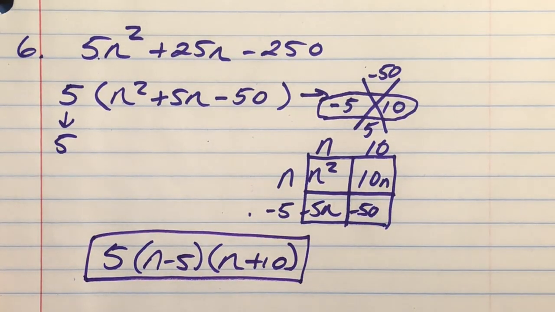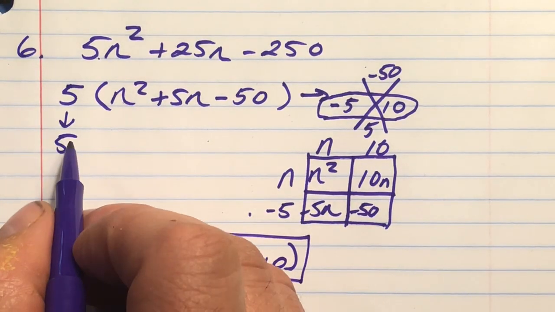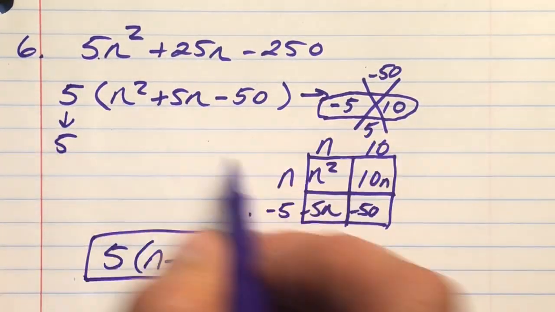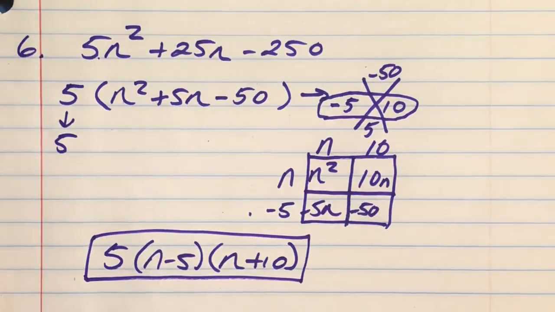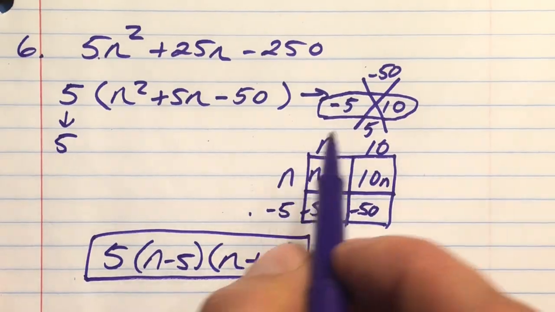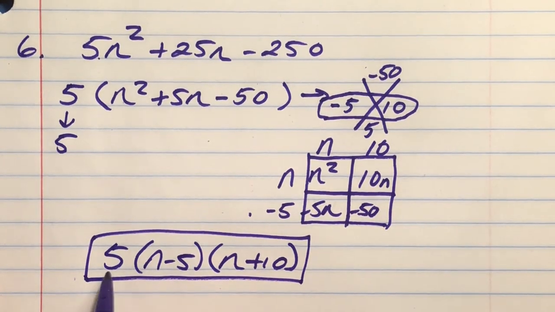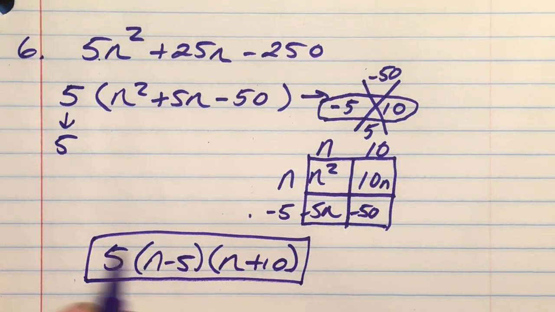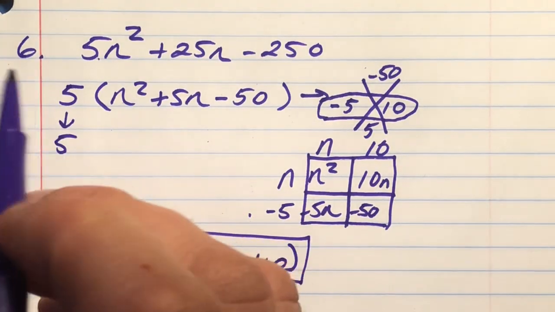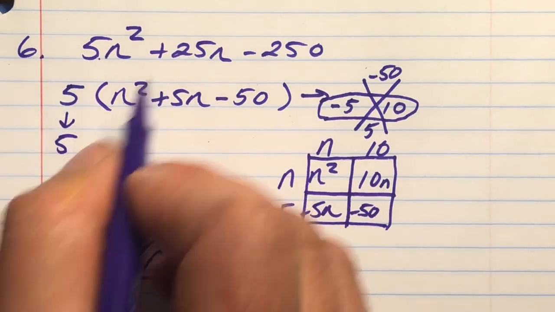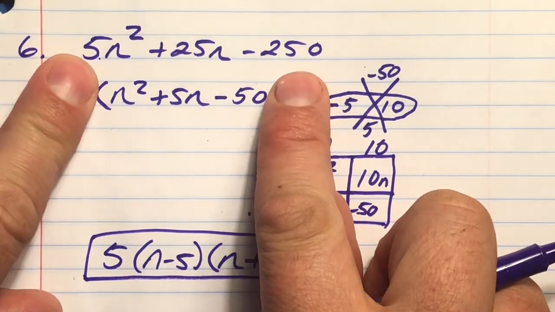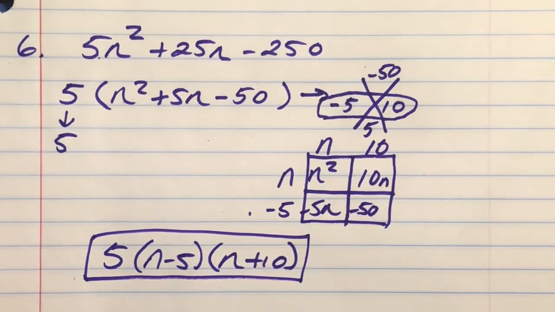All right, factored it. If you did not take out the GCF to start, you could still use the X box, except you're going to get big numbers because 5 times 250 is a bigger number. And you're going to eventually have to take out and reduce that 5, take it out of there. So it really helps to take that GCF out in the first step, and then you can deal with just that trinomial, which is a whole lot easier. Okay?